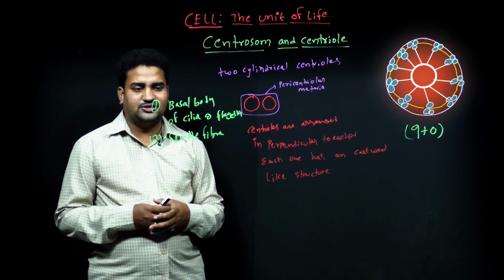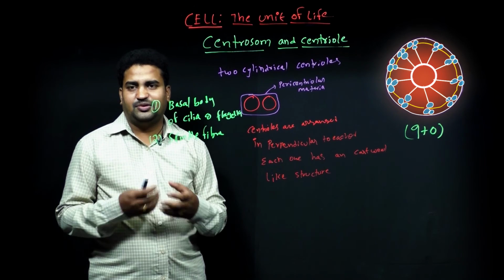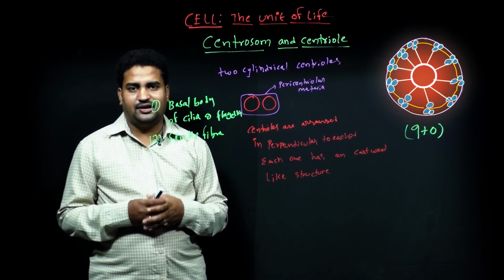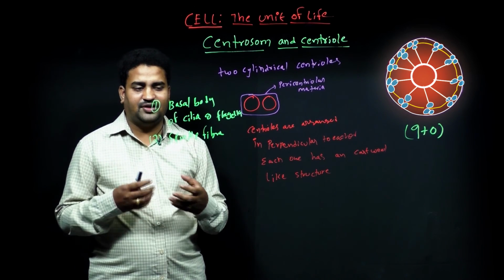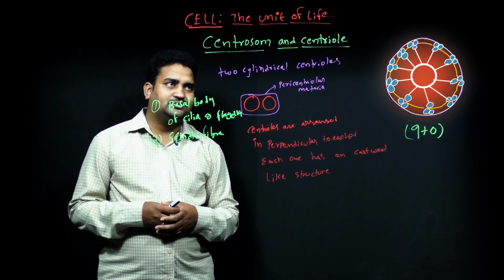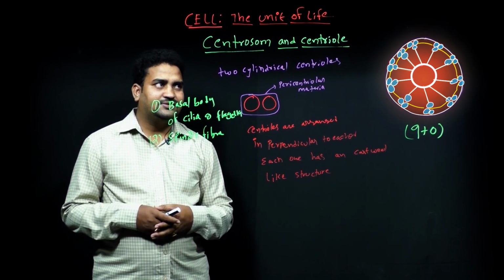And the centriole forms the basal body and spindle fibers. The basal body forms cilia and flagella. Spindle fiber is useful for cell division. So this is all about centrosome and centrioles.